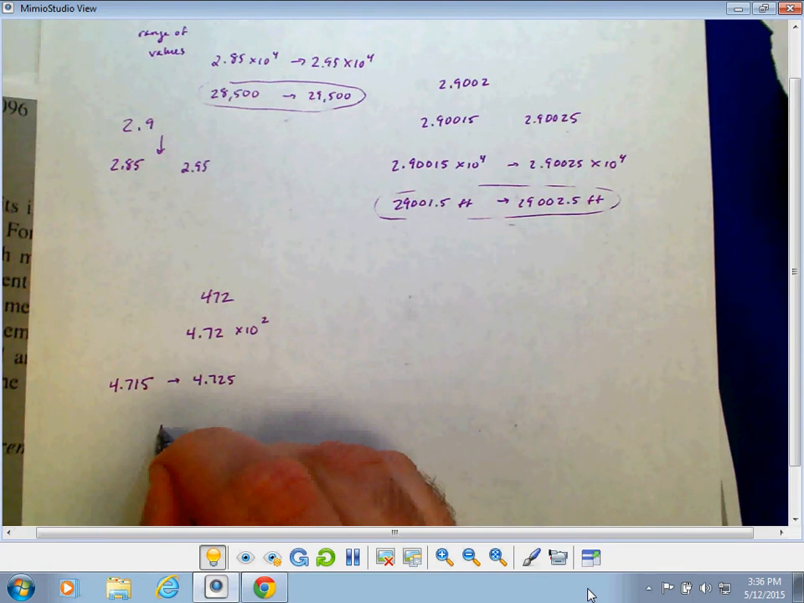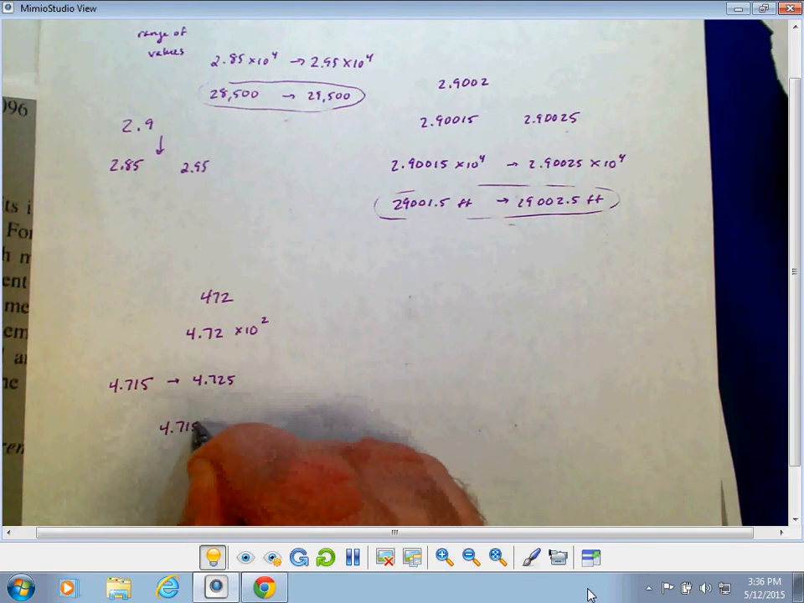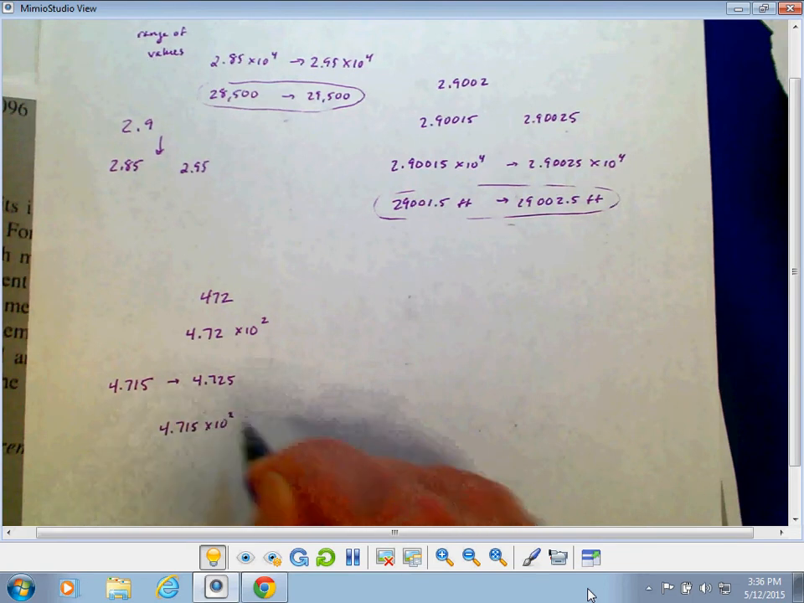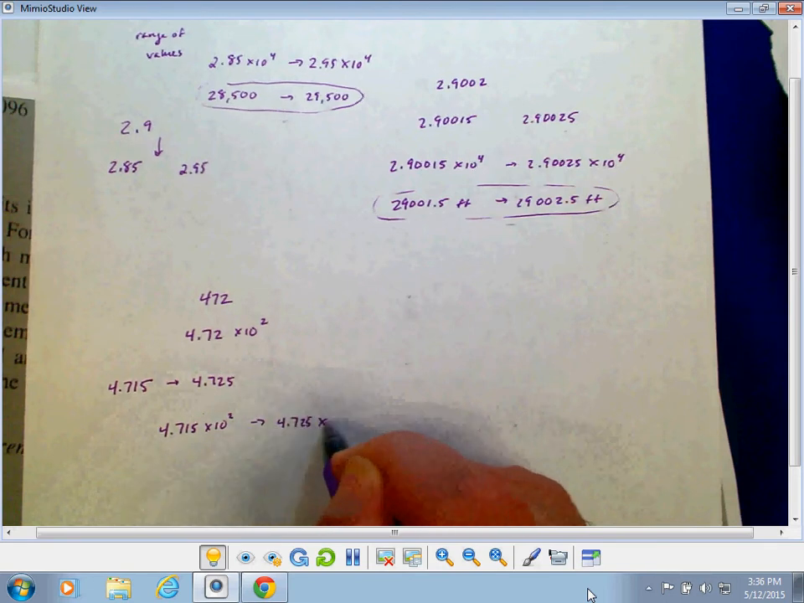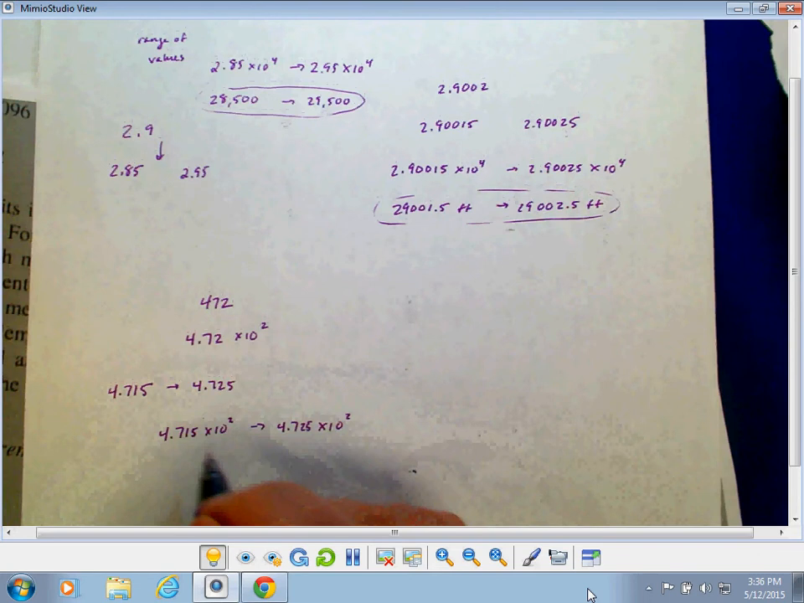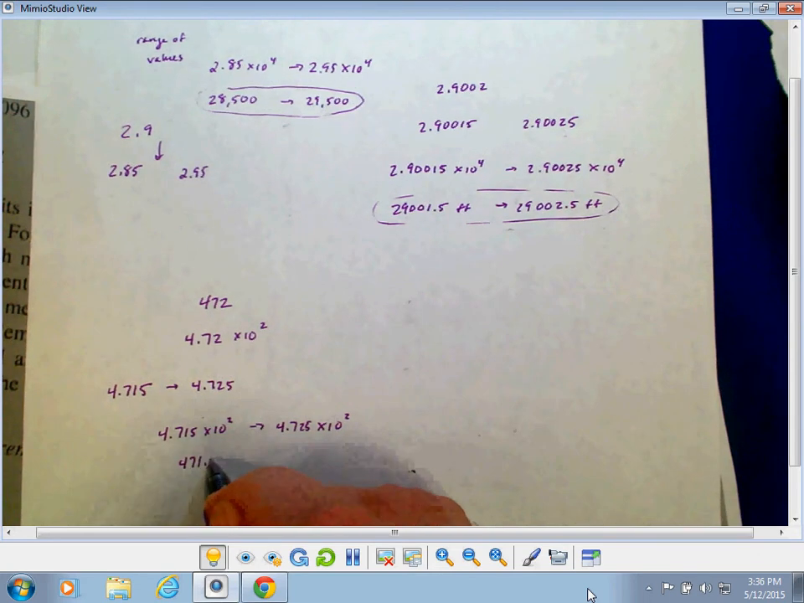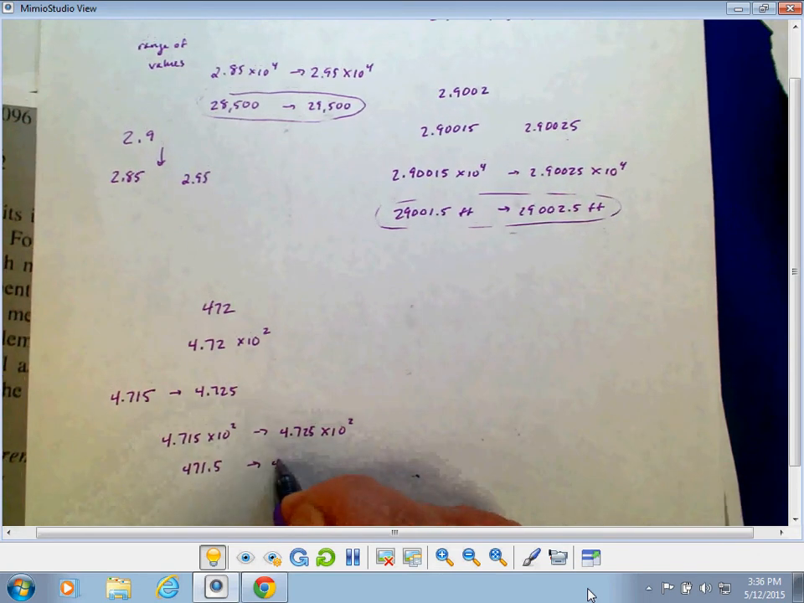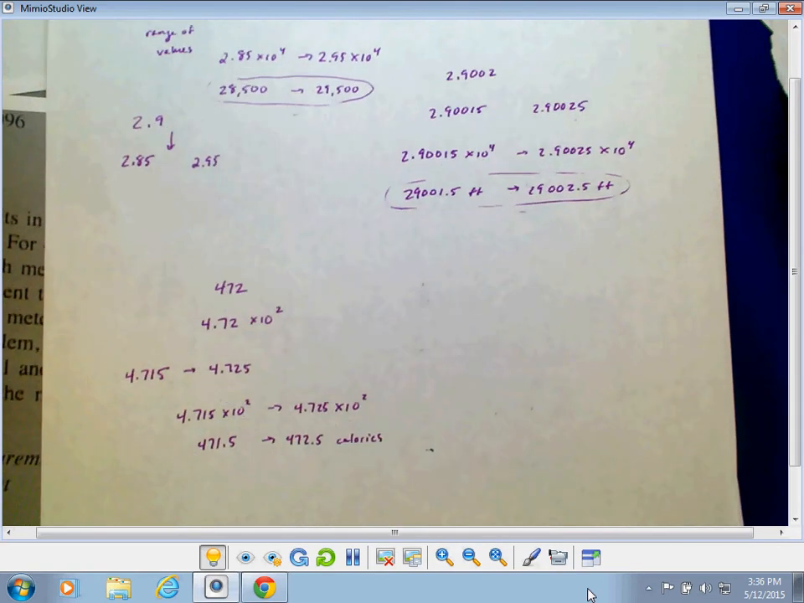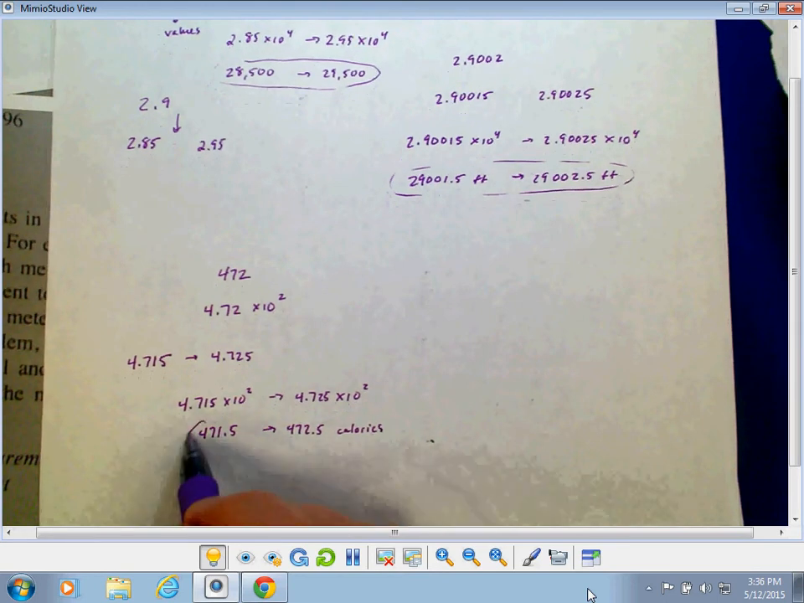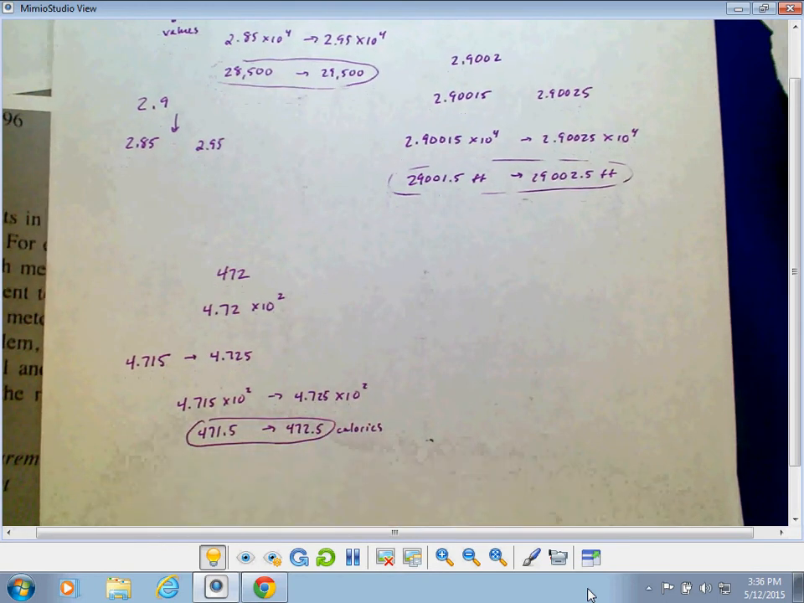So if we rewrite it, 4.715 times 10 to the second up to 4.725 times 10 to the second. That's really 471.5 to 472.5 calories. So again, with 3 significant digits like that, it's a very precise measurement down to just a half a calorie either direction.